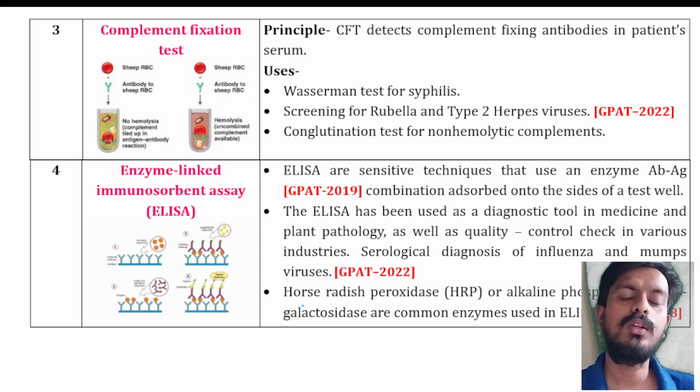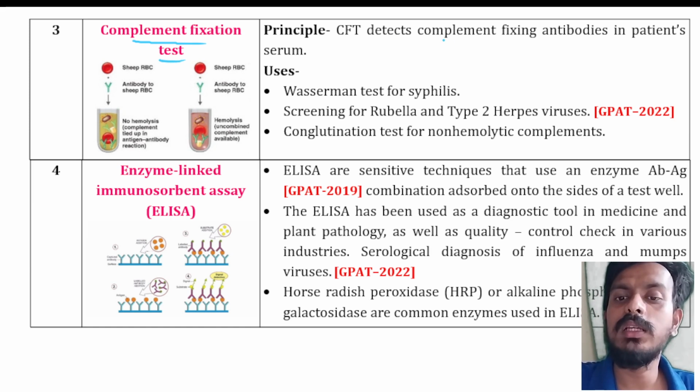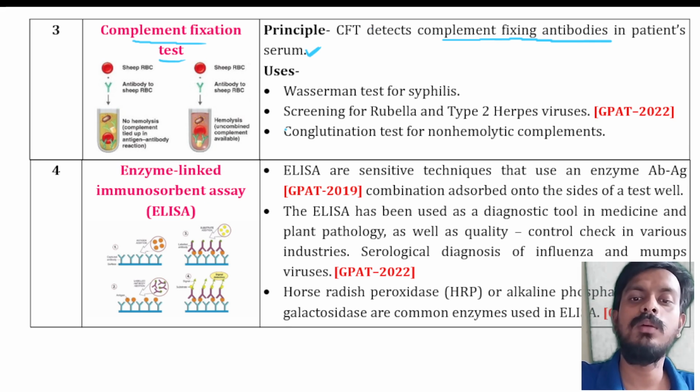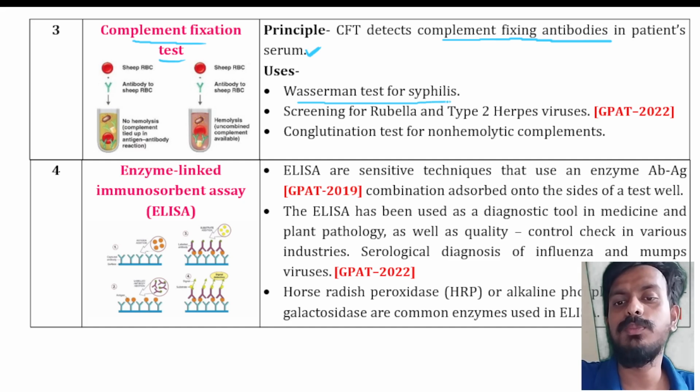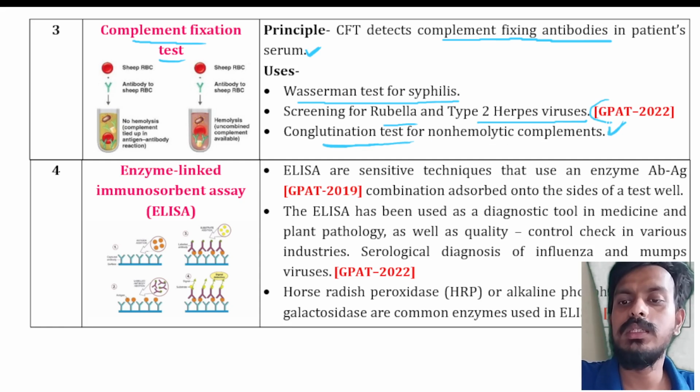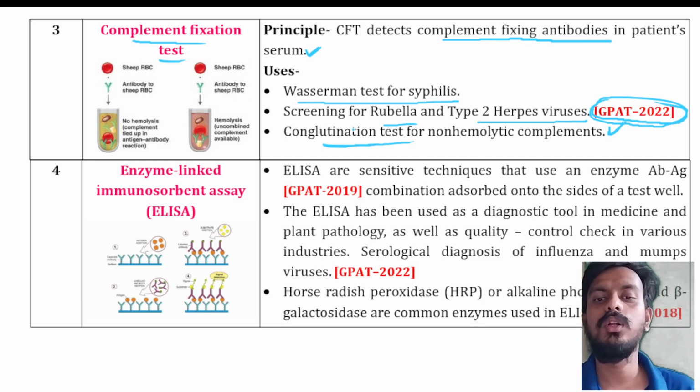Let's talk about the third type of antigen-antibody reaction, that is the complement fixation test, CFT. CFT detects complement-fixing antibodies in the patient serum. Examples are the Wassermann test for syphilis, and screening of rubella and type 2 herpes virus. This question was asked in GPAT 2022.